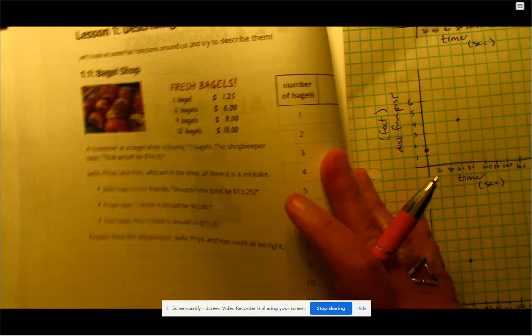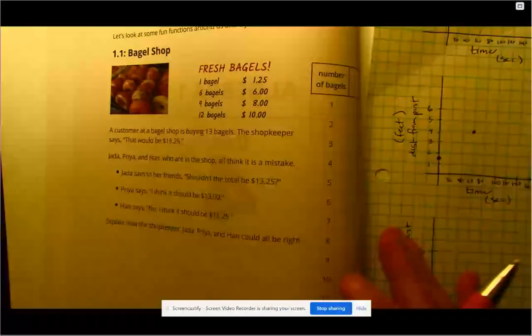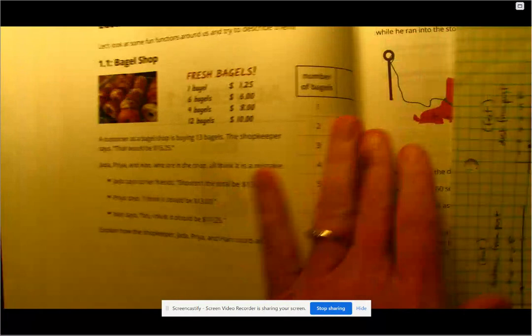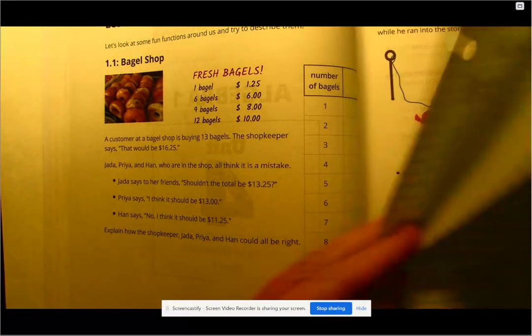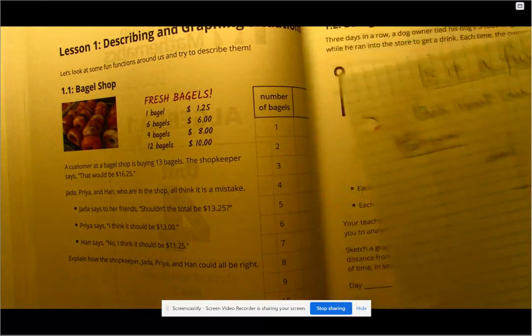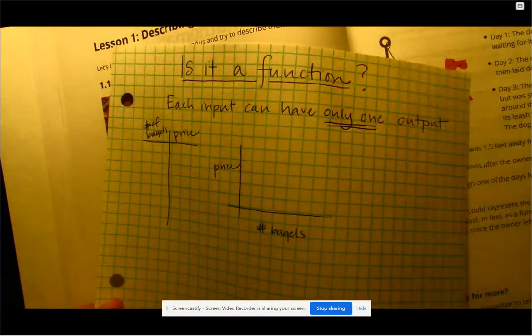So Unit 4 is all about functions, which you began covering in 8th grade pretty extensively, and we're just circling back and then going a little bit further with it. So it starts off by really making sure you understand the definition of something being a function with this little bagel problem. And here's the definition of something being a function.